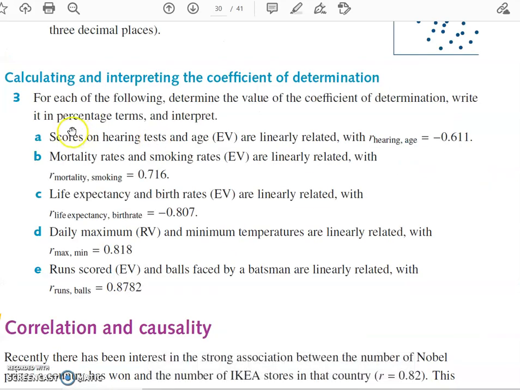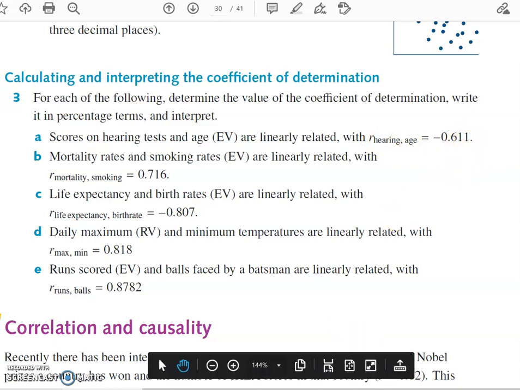Right, so for question 3, you're given some extra information. For example, 3A, you've got the scores on hearing tests and ages, where age is the explanatory variable. They are linearly related, with the R for hearing and age being negative 0.611.